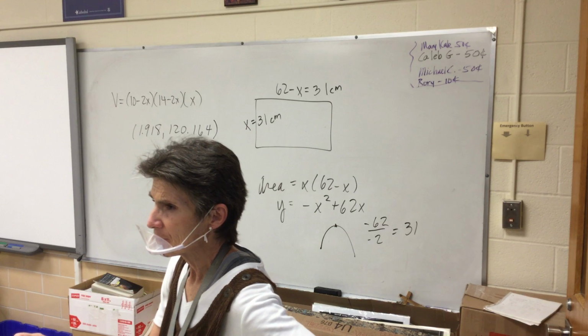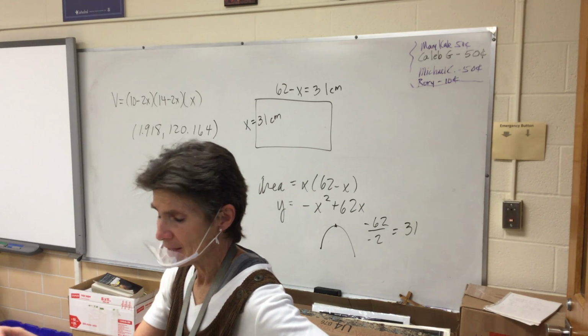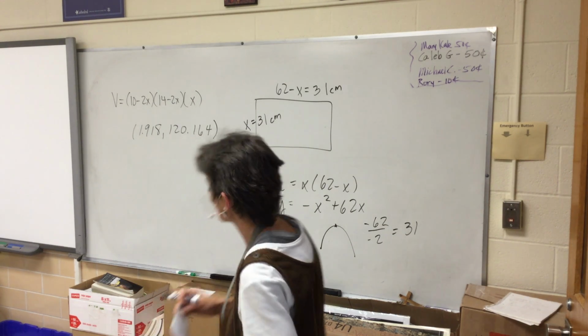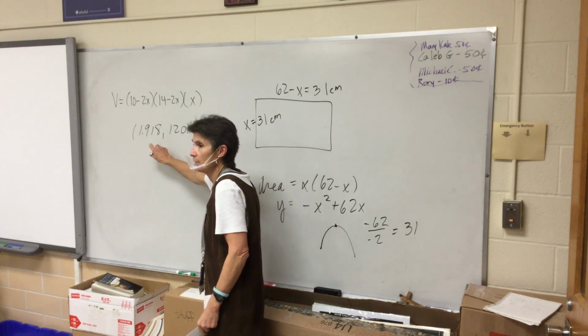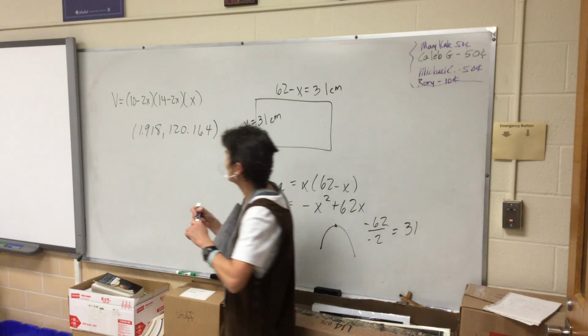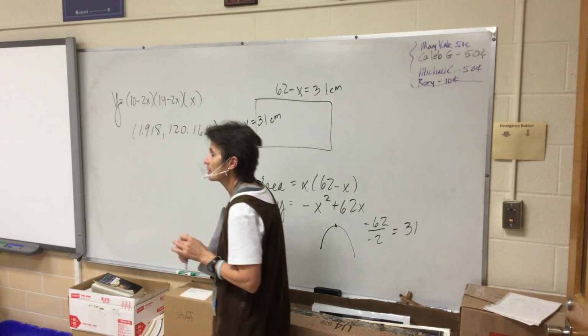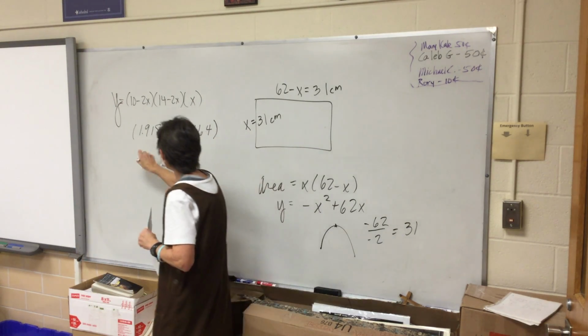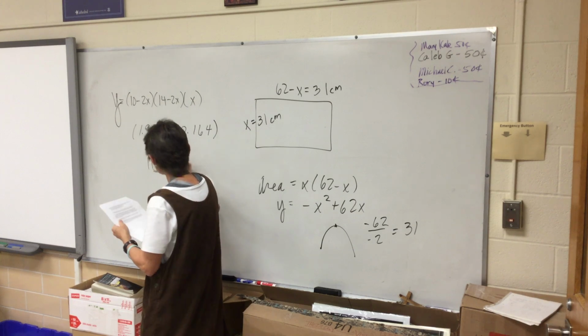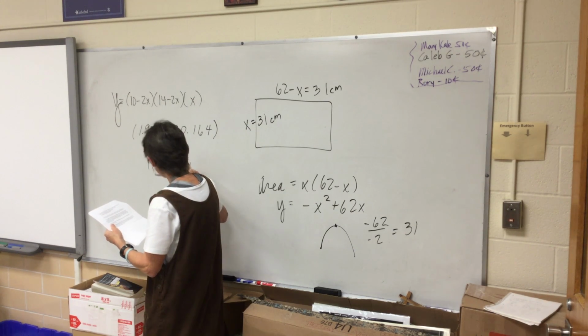Caleb, what am I supposed to be finding? The maximum volume. So now I need to pick a number. Which of these represents the volume? The Y does. So your answer would be 120.164 cubic inches.